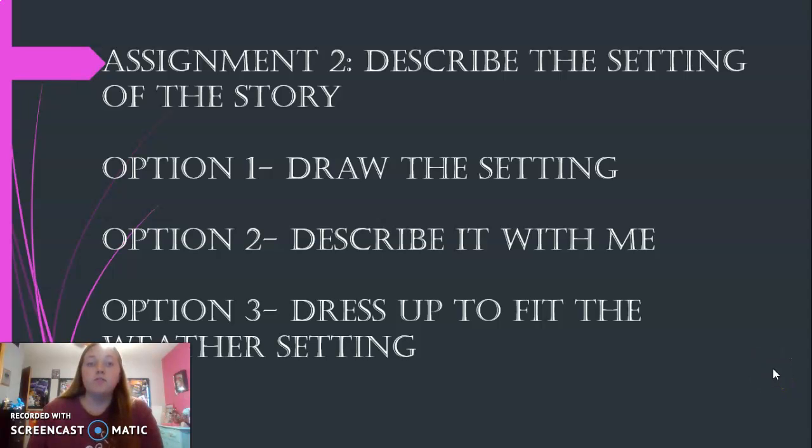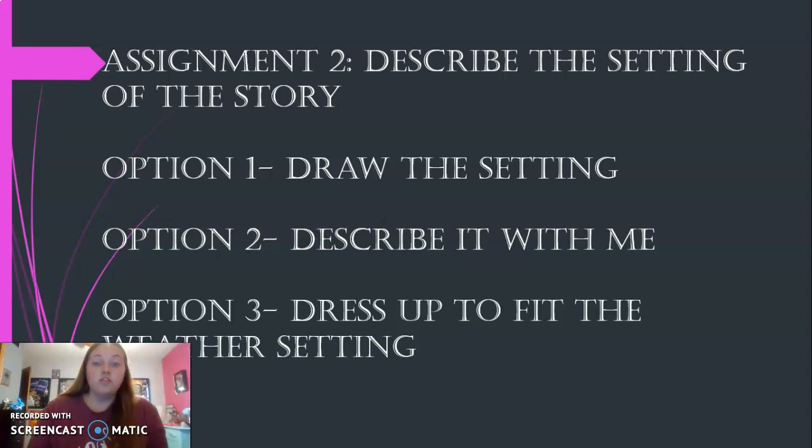So for assignment 2, they would describe the setting of the story. For one option, they could draw the setting on a piece of paper, kind of like what they did in the center. Then for option 2, they could describe it with me. So if they don't feel like drawing or don't really want to, they don't really have to. If they want to, they can just discuss it with me, what the setting is, and that's how I could grade it by that.